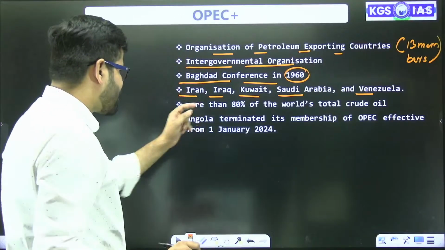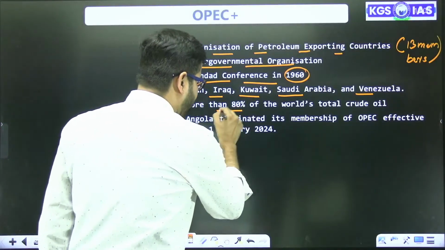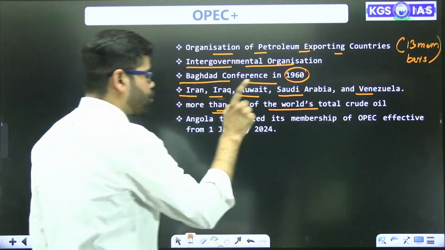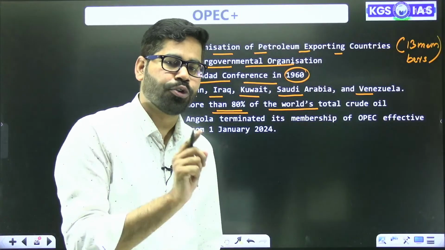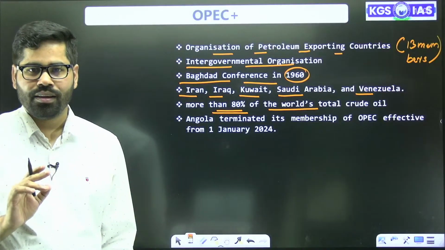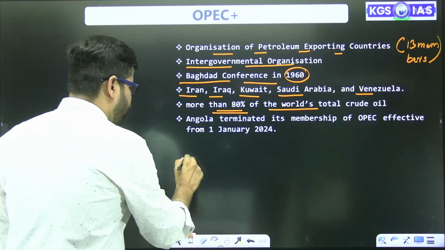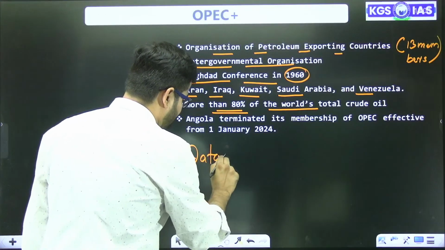And at the same time, they are responsible for 80% of the world's total crude oil. So they have an enormous amount of the world's crude oil. Now, there are two countries, Qatar and Angola.